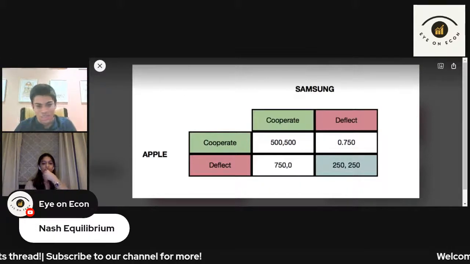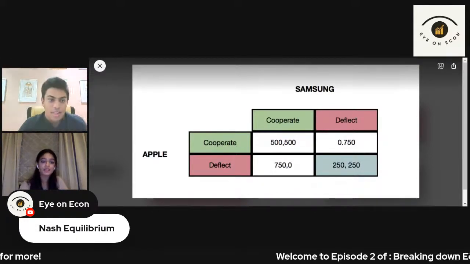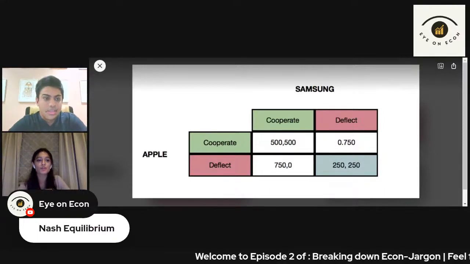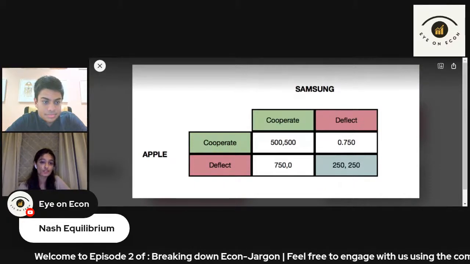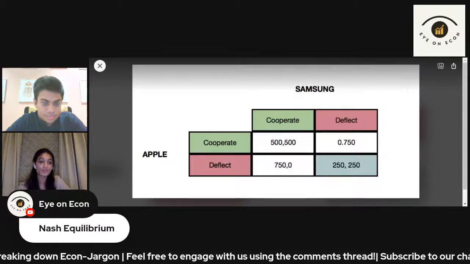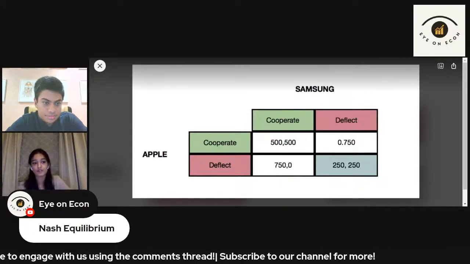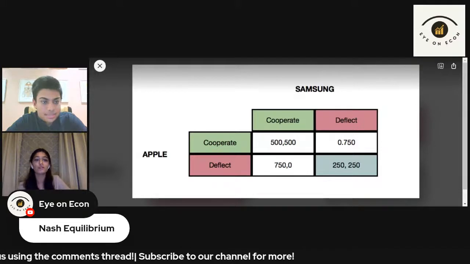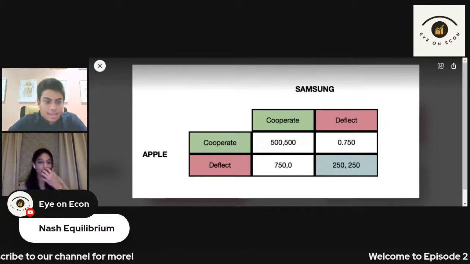Sanaa, have I explained that well? Is there anything you'd like to add on? Yes, I'm just going to correct myself in one place where I said simultaneous. It's actually sequential, because when one party decides to deflect, then the other party has no choice but to deflect as well. Because if Apple decides to deflect and gain a profit of 750 instead of 500, Samsung would not let them do that. So they will also decrease their prices, and then both of them would end up deflecting and then earning lesser profits. Yeah, so that's why I wanted to correct myself.